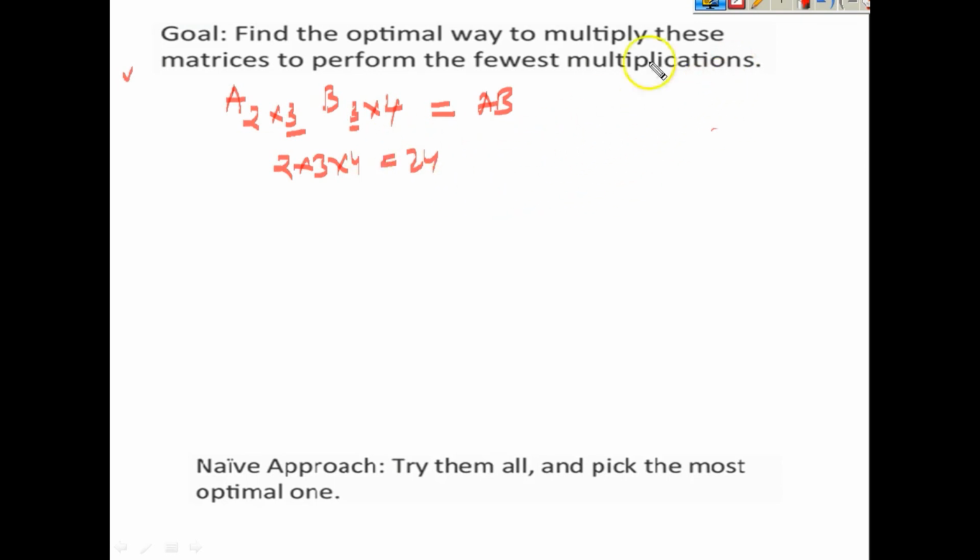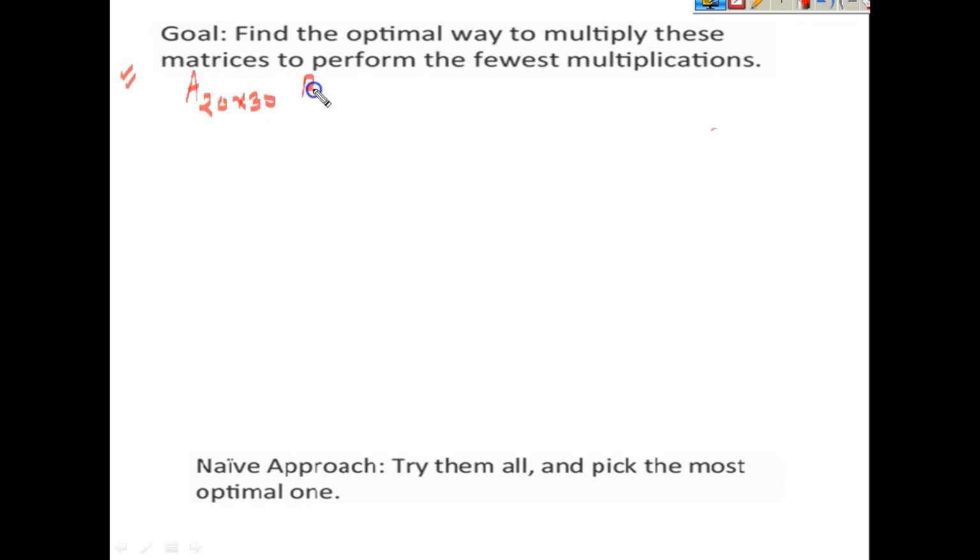Now we'll see one example and then we'll understand how dynamic programming helps us get the optimized running time. Let's say we want to multiply three matrices and the order given is: for matrix A this is 20 cross 30, for matrix B this is 30 cross 10, and for matrix C this is 10 cross 40.